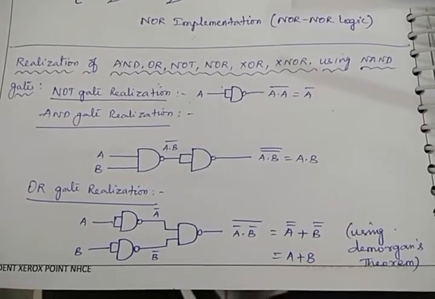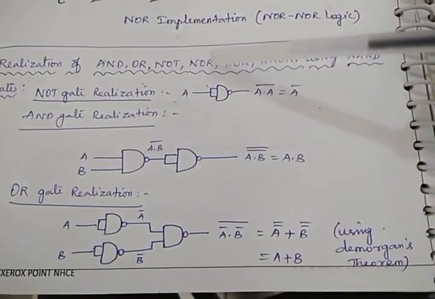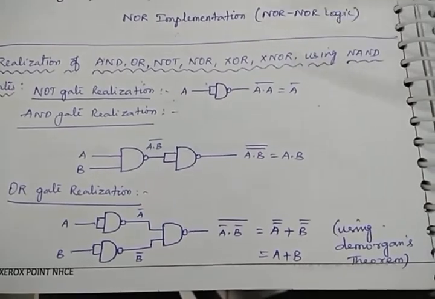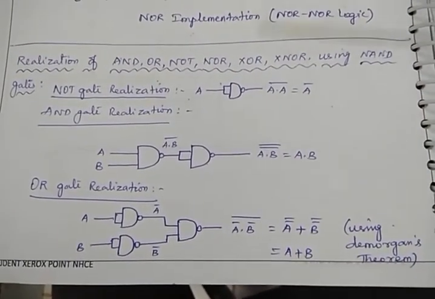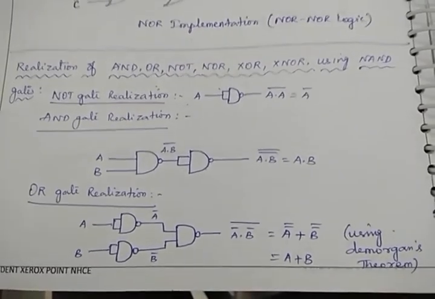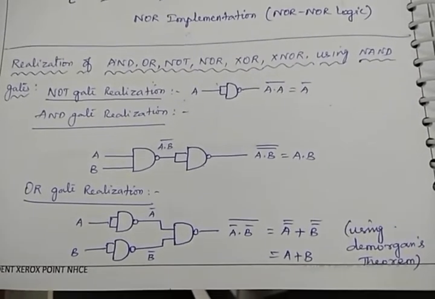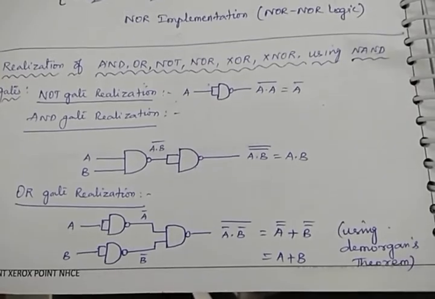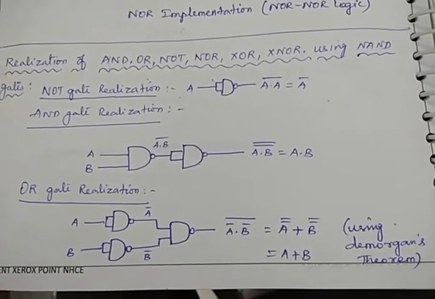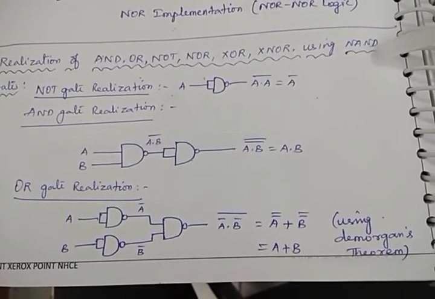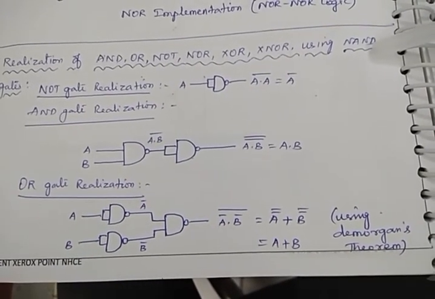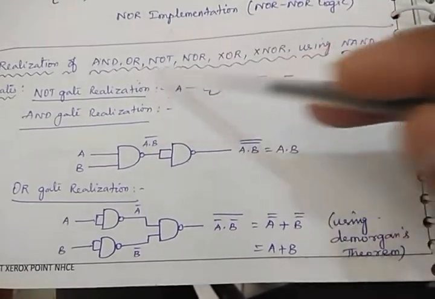So we'll see the realization of AND, OR, NOT, NOR, XOR, XNOR using NAND gates. One of the students asked about this one. You can understand NAND gate and NOR gate are universal gates. By using these two gates, we can realize all other gates. First we'll see by using NAND gate how we are going to realize all other gates.